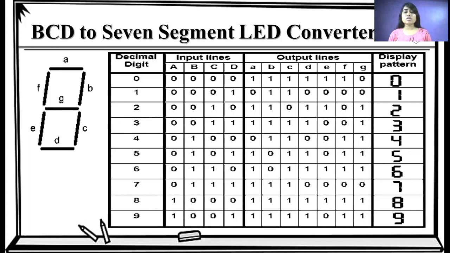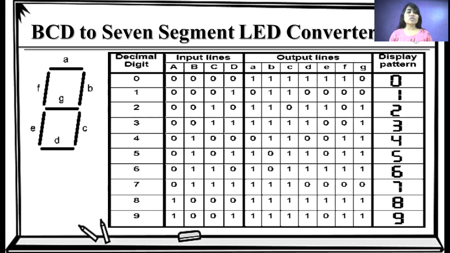So we have an activated output over here. For 0, A is equal to 1, B is equal to 1, C is equal to 1, D is equal to 1, E is equal to 1, F is equal to 1 and G is equal to 0. Now for 1, only B and C are equal to 1 and all other LEDs must be off. So we have output lines B is equal to 1, C is equal to 1 and all other bits are 0.